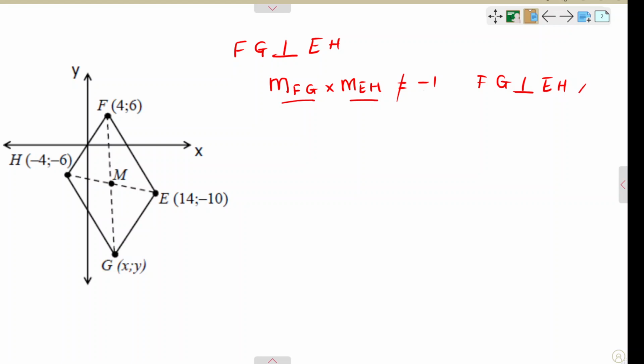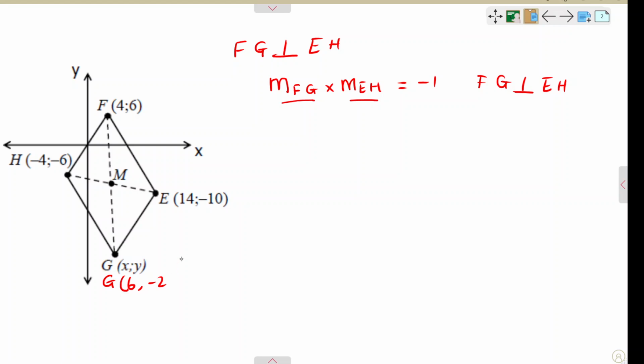So we have to prove this by multiplying both. What is the gradient of the line FG? That's what we have to find first. Then we find the gradient of the line EH. I think we know the coordinates of G. We said it's 6 and -20. Is it -22?